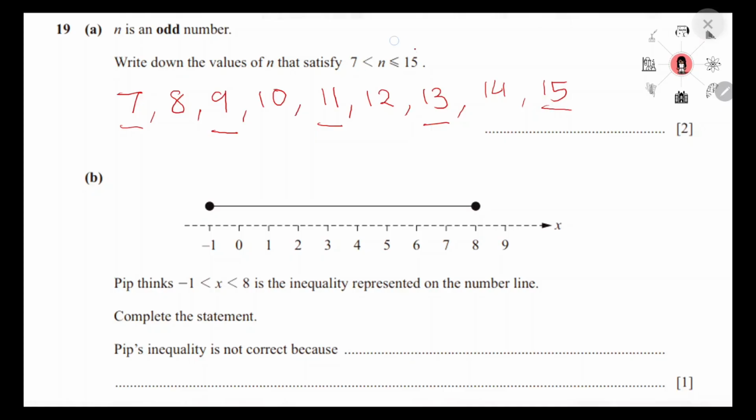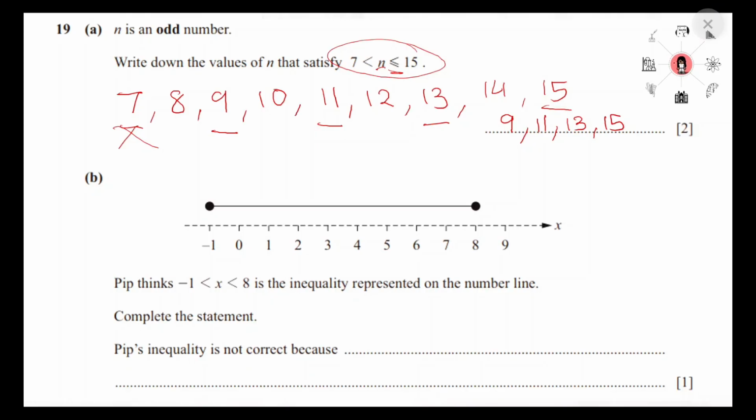But here in this inequality, they're strictly saying that the number is greater than 7. It's not equal to 7, so we'll cut out 7 and the answer will be 9, 11, 13 and 15, since over here the number could be equal to 15 as well.